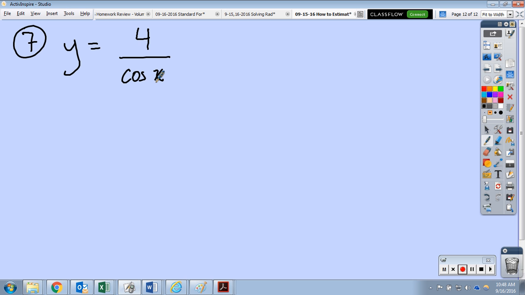Why can't you just take the cosine and put it on top? It's true that you could write this as y equals 4 times the cosine of x to the negative first, and don't think of this as arc cosine. This is why I hate the notation that some calculators use, and that's not what I'm writing here. Let's be careful.